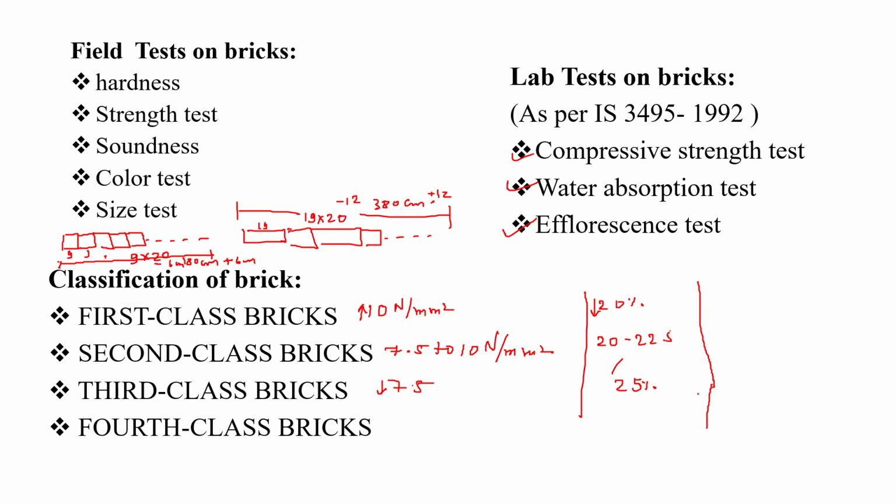Fourth class bricks are generally used as aggregate or road metal for filling foundations and piers, etc. Road metal. So we use fourth class brick as stones for filling railway tracks, etc. We will not use it for building construction or wall construction. We will use it in places where hard material is required.